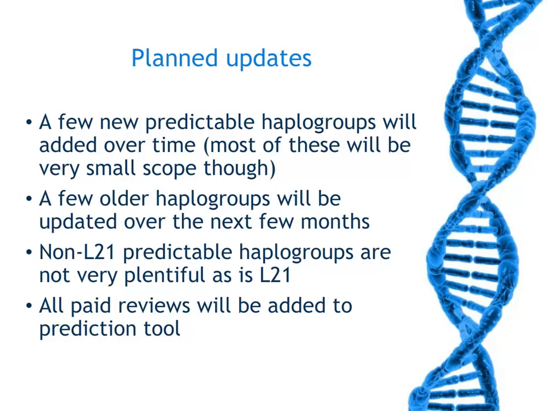Non-L21 predictable haplogroups just aren't as plentiful as they are under R-L21. It's just the nature of the way that the genetic isolation has worked out.